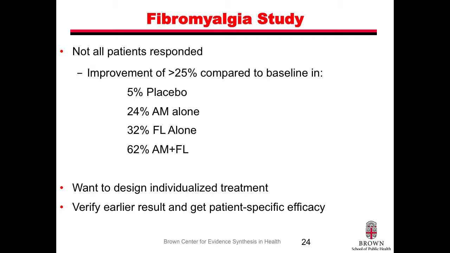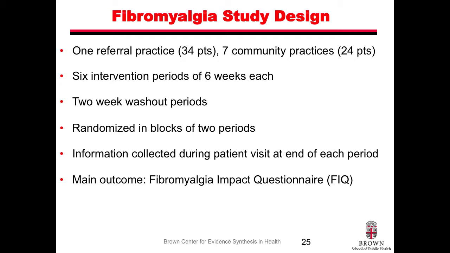So we were also interested in saying, even though the combo seems to work, it doesn't work for everybody. Can we do an N of 1 trial to figure out who it works for? And so we were hoping here to verify the earlier result across the population, but also to get some information about individual efficacy and to see how this would work both in a community setting and in an academic medical center setting. So we ended up using 1 referral practice and 7 community practices.